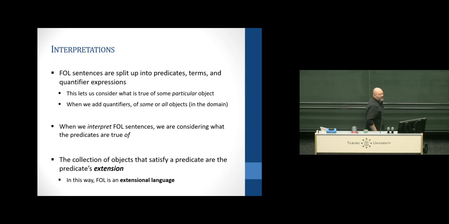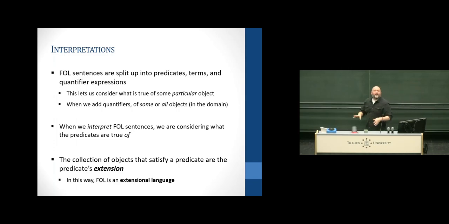When we interpret FOL sentences, the core thought here, when we interpret FOL sentences and decide whether they're true or false, what we're going to do is decide whether predicates apply or don't apply to objects in the domain. This is really what interpretations are. They are going to tell us, hey, of the things that are in your domain, these ones are the ones that fit this predicate, and these ones don't.